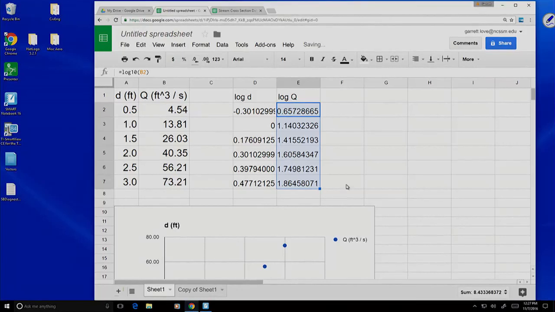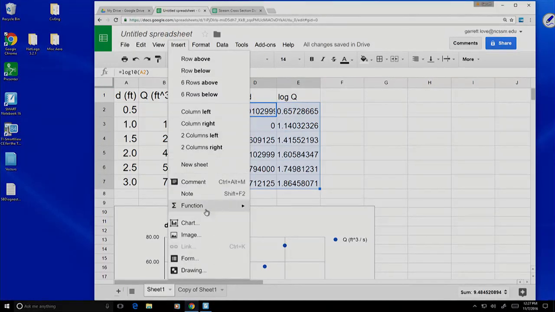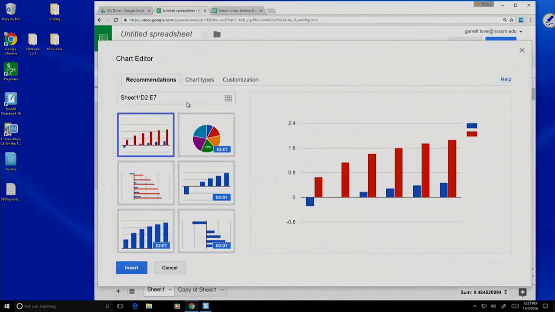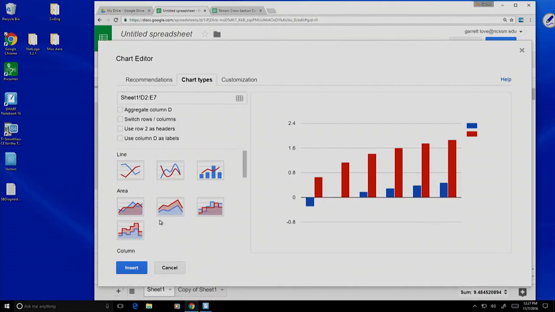Now these numbers don't have a lot of physical meaning. The logarithm of cubic feet per second doesn't really have an easily discernible physical meaning. However, what we're really looking for is the pattern here. So I'm going to go ahead, select this data here again, and insert, once again, a chart. The chart type we'd like is a scatter plot.